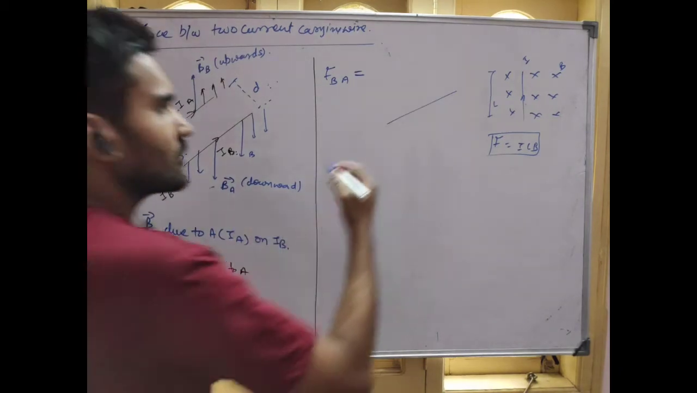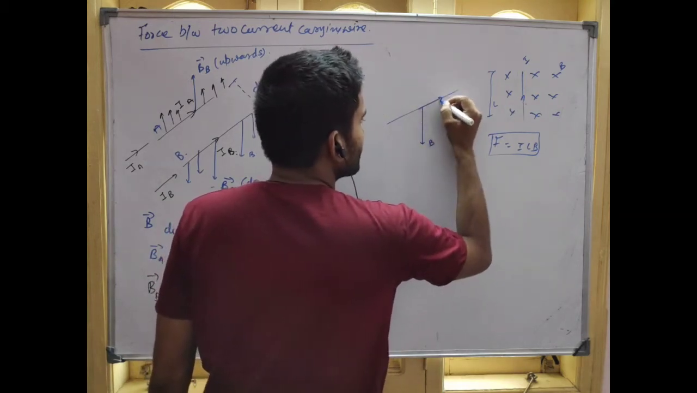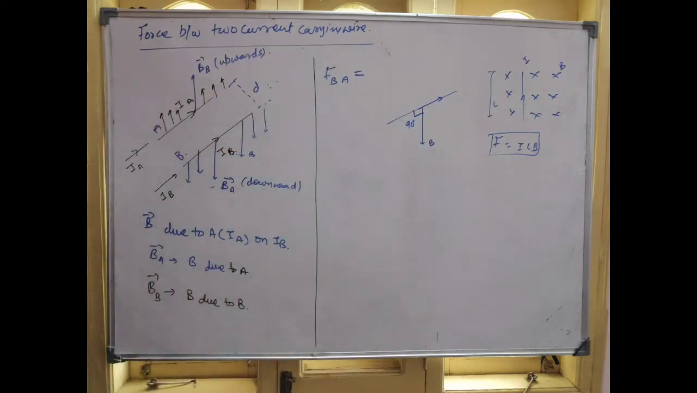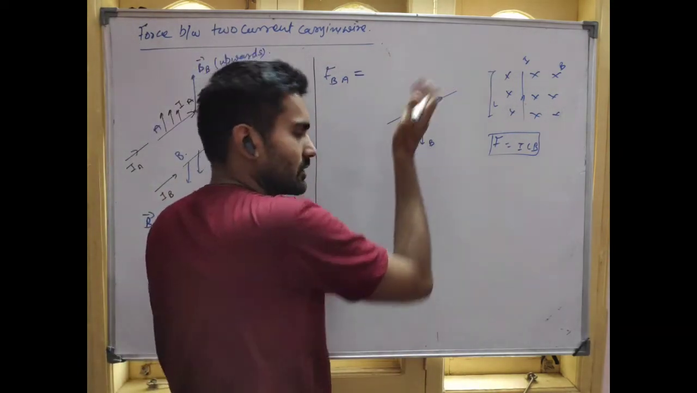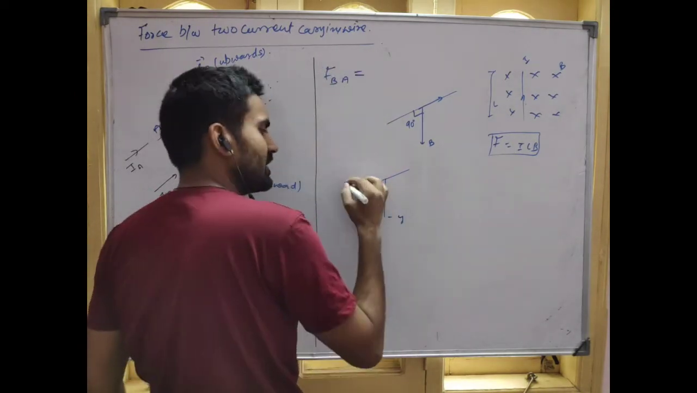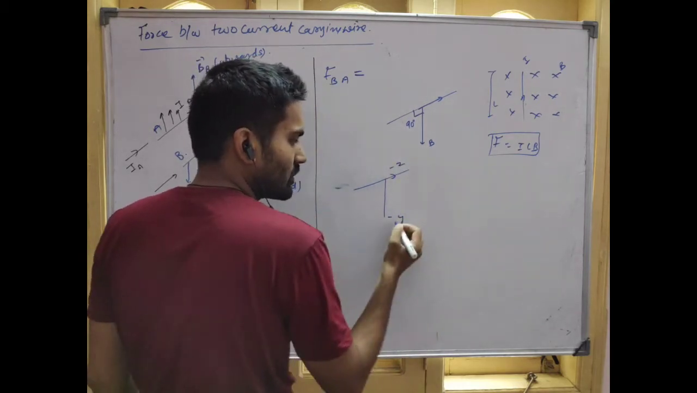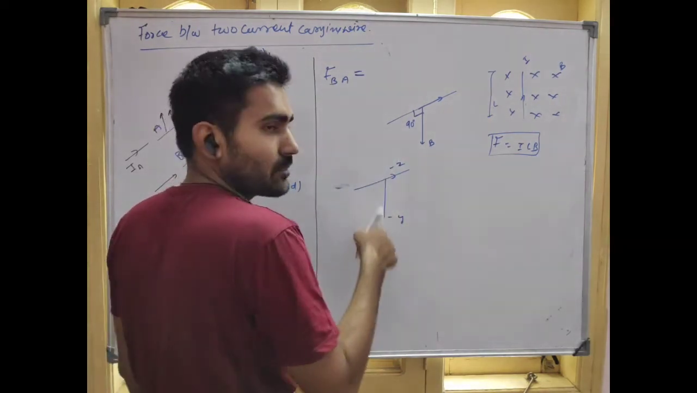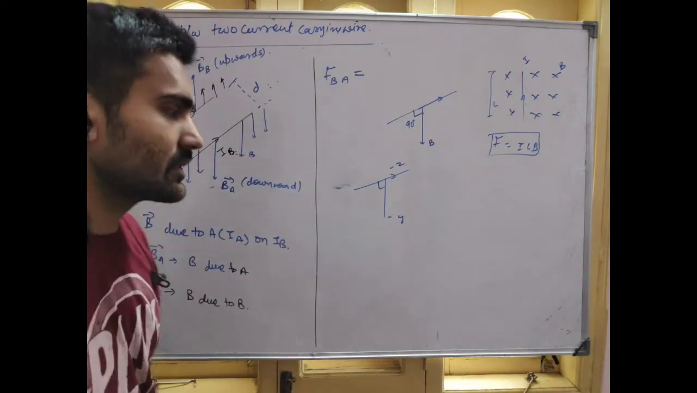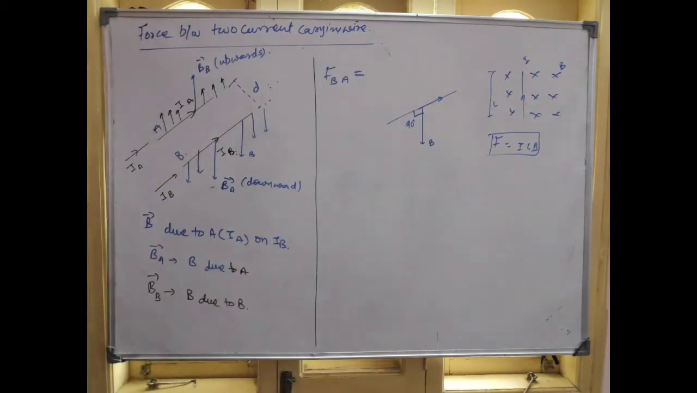If you see, the magnetic field is downward, right? The current is in this direction. The angle is 90 degrees. See, this is parallel to Z, but it is minus Z direction. Sorry, the current is in the minus Z direction, the magnetic field is in the minus Y direction. So they are mutually perpendicular, right? 90 degrees only. Yes or no? So tell me the force.